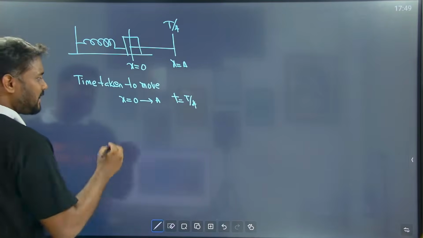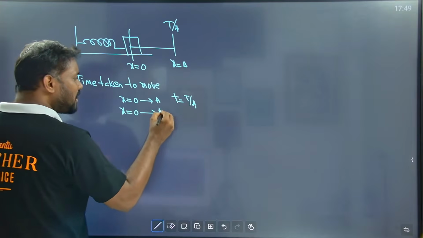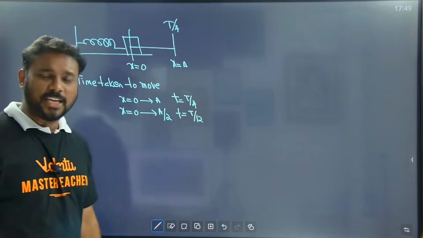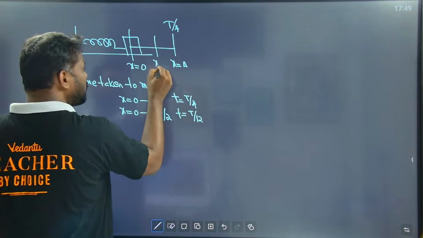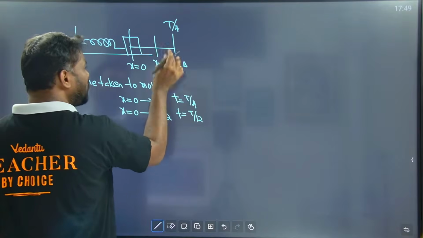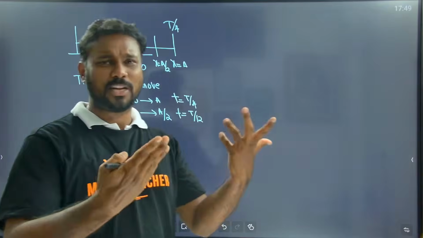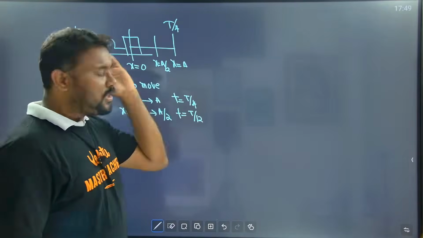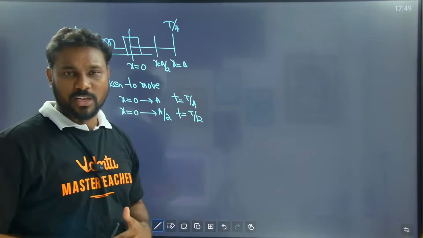Just now we discussed that. From x equal to 0 to a by 2, what is the time? t is equal to T by 12. The question is, from where to where am I moving? So from a by 2 to a, how can we calculate the time? We can just subtract. Then we can calculate the displacement and the time taken from this point to this point.